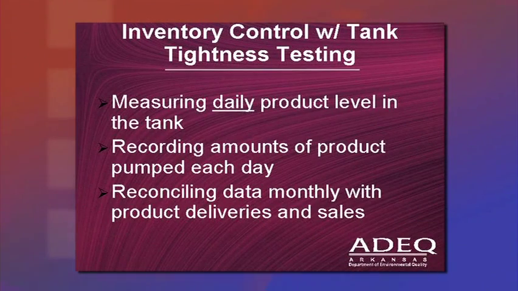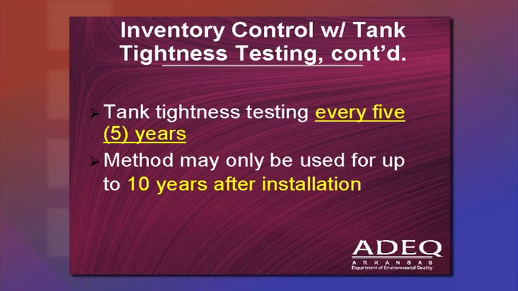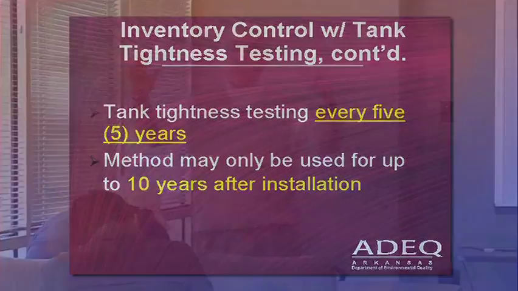Tank tightness testing. So inventory control, again, is what we're doing. We're measuring what goes in versus what goes out. You got to be able to balance that checkbook. Balance that checkbook, then you have to do a tank tightness test in the 5th year. And you can only do this for 10 years, and then you got to move on to something else for release detection. Inventory control with tank tightness testing.